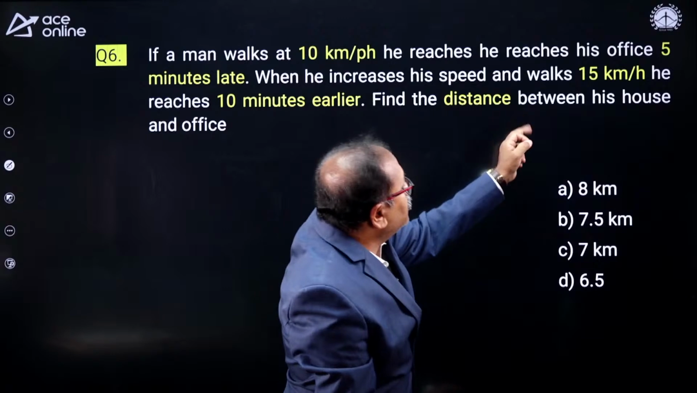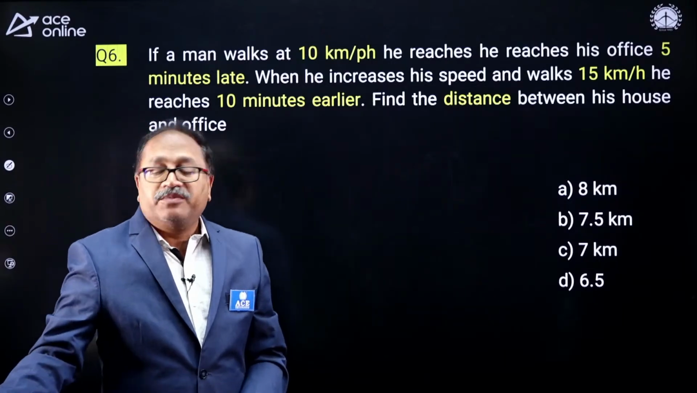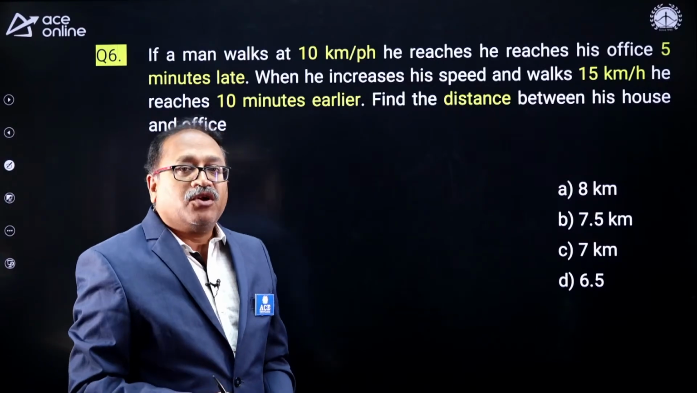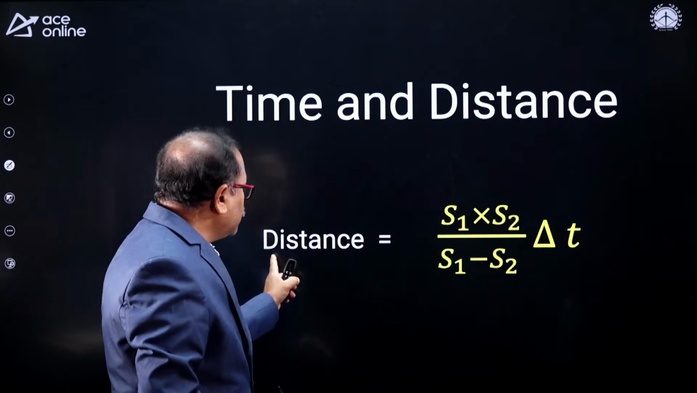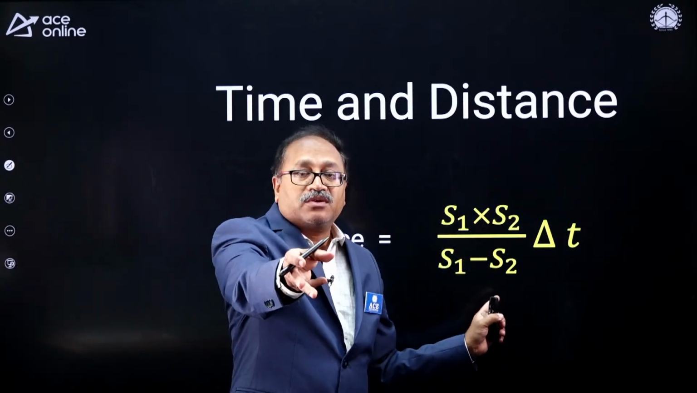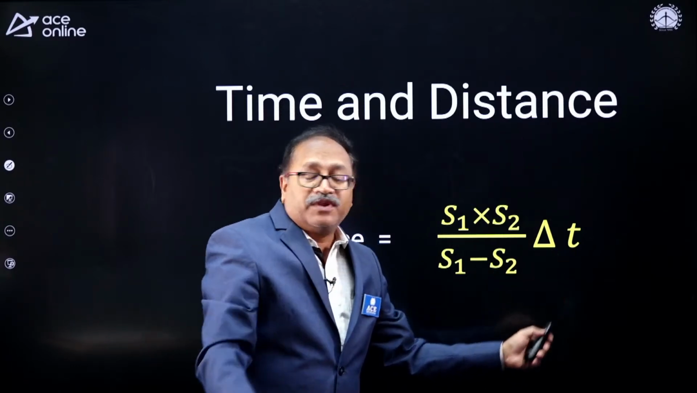Now the question is, find the distance between this house and office. If I go with the general method, it will take a long time. But if I apply this formula, the distance is equal to speed 1 into speed 2 divided by the difference of speed 1 and 2, and into the difference of time.